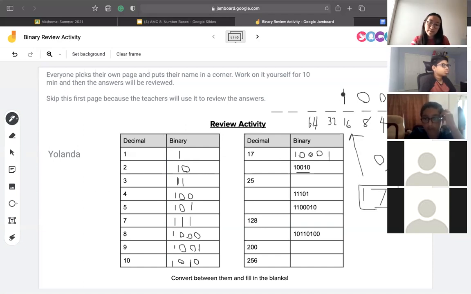So we have a 1 in the 16's place and a 1 in the 2's place and 0 everywhere else. So do you guys think that equals 18? Yeah, 18 is correct here. Okay, so now we're going to do 25.